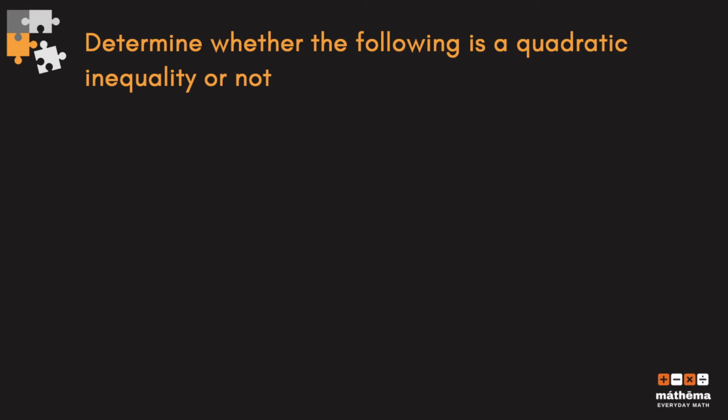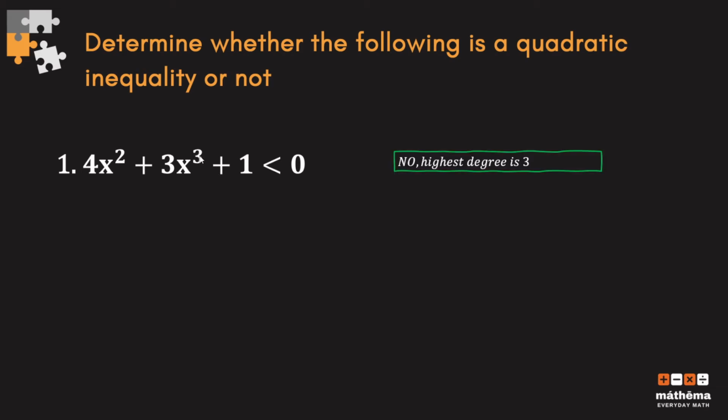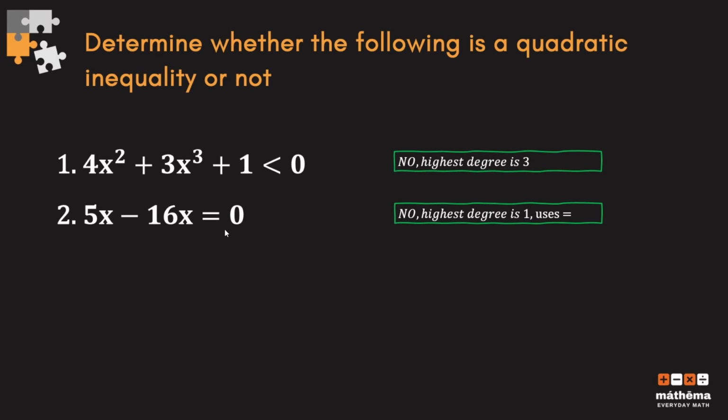Determine whether the following is a quadratic inequality or not. Number 1: we have 4x squared plus 3x cubed plus 1 is less than 0. If you look at the highest degree of this inequality, we have 3. Therefore, this is not a quadratic inequality. Number 2: we have 5x minus 16x is equal to 0. The highest degree is 1, and again, it uses the equal sign. Therefore, this is not a quadratic inequality.